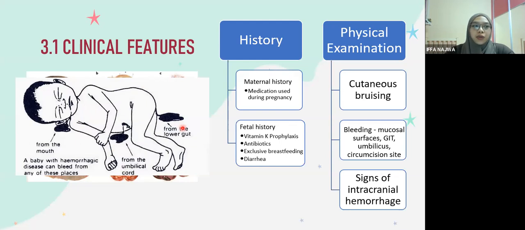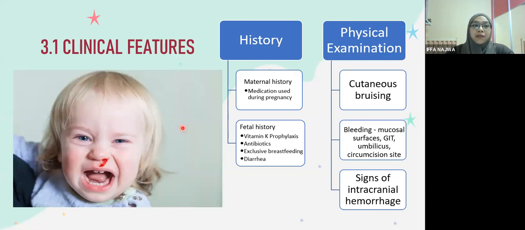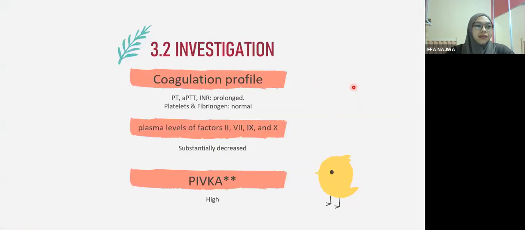You should note that the prodromal or warning signs, which is the mild bleeding, may present before the serious intracranial hemorrhage. The lab testing reveals that the PT, APTT, and INR in VKDB is prolonged. However, the platelets and fibrinogen are normal because this is not a thrombocytopenic disorder. Other than that, the plasma levels of factor 2, 7, 9, and 10 are substantially decreased.